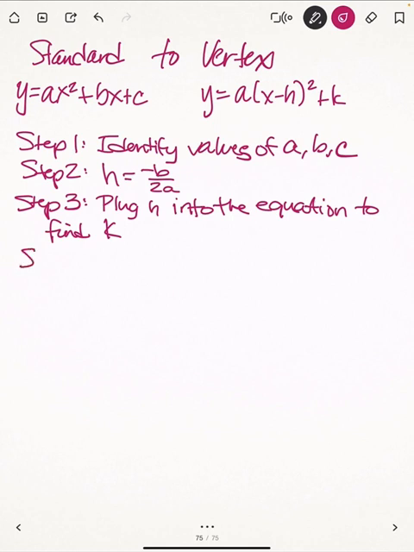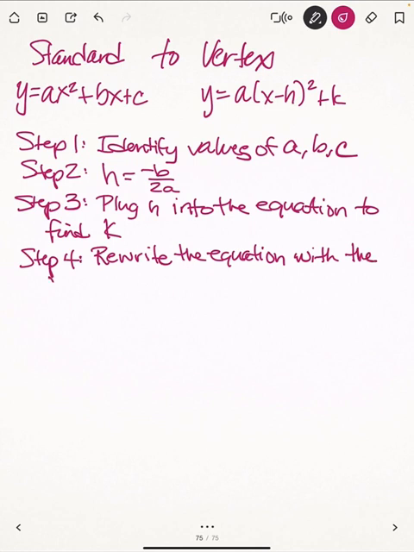Lastly, with step 4, we're going to rewrite our equation, or the equation, with the values of A, H, and K. All right? So as I go through this, you'll see what I mean by that.